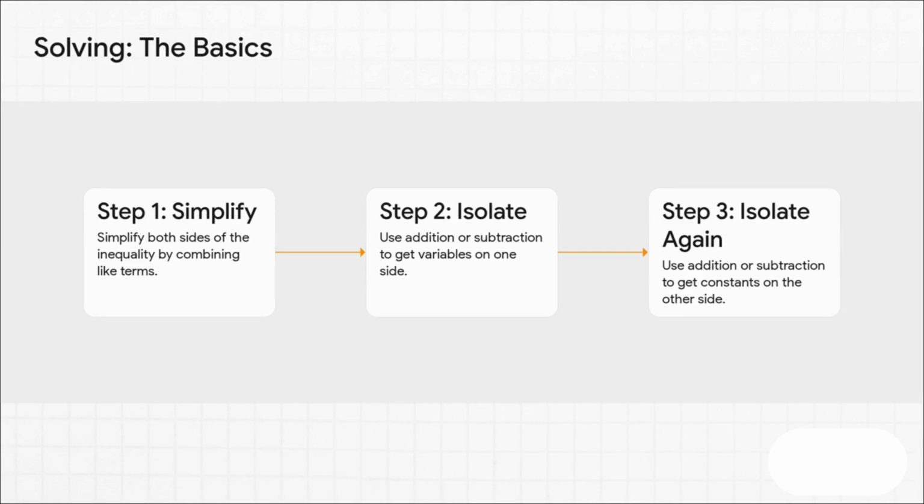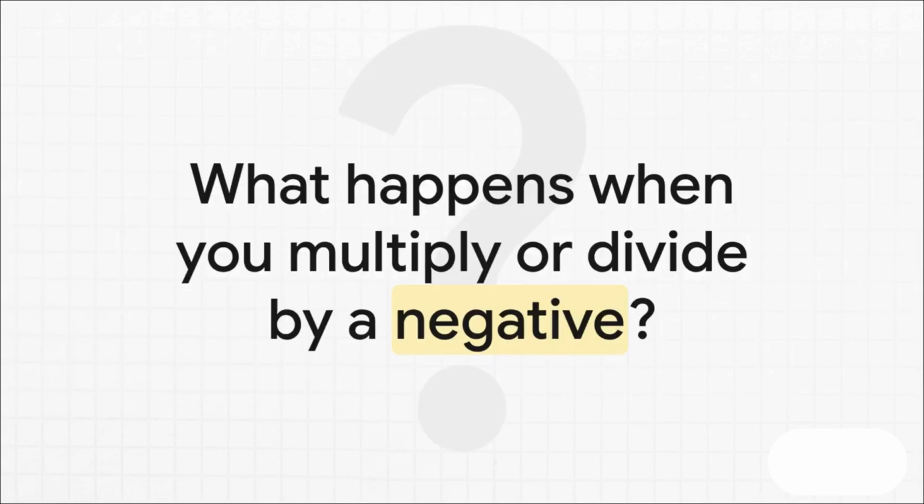Step 1, clean things up. Combine any like terms. Then you start moving things around with addition and subtraction to get your variables on one side and your numbers on the other. So far, so good, right? This is all stuff you've done before. But this is where we have to hit the pause button. Because this right here, this is the spot. This is the one place where everybody messes up when they're first learning this stuff.